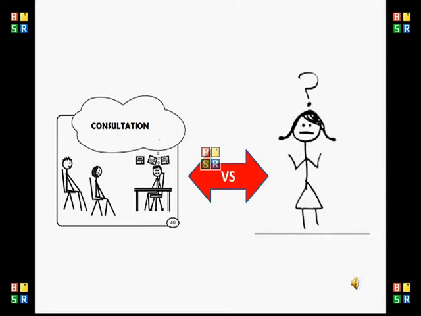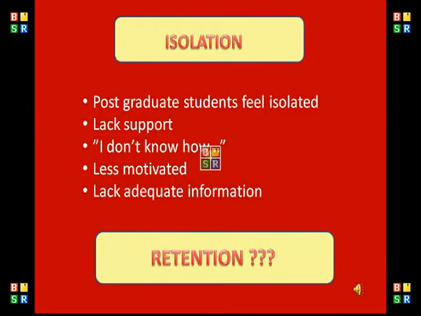Postgraduate students sometimes feel isolated when they start to lack adequate support. They need specific information and struggle to find it. They sometimes become uncertain and don't know how to tackle a problem, but they haven't got anybody to ask. If people, in this case students, become less motivated, the problem is that they might drop out of the course, which puts question marks on retention rates of postgraduate courses.